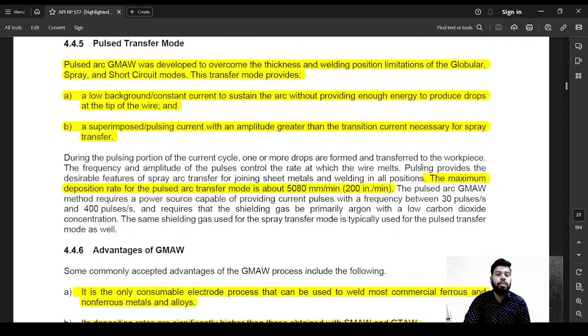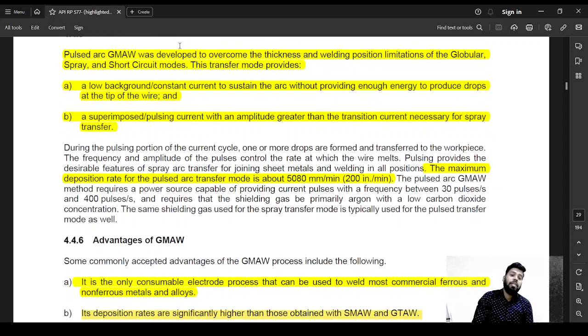Pulse transfer mode. Pulse GMAW was developed to overcome the thickness and welding position limitations of globular, spray and short circuiting modes. This transfer mode provides a low background constant current to sustain the arc without providing enough energy to produce drops at the tip of the wire, with a superimposed pulsating current with amplitude greater than the transition current necessary for spray transfer. The maximum deposition rate is going to be 200 inches per minute.